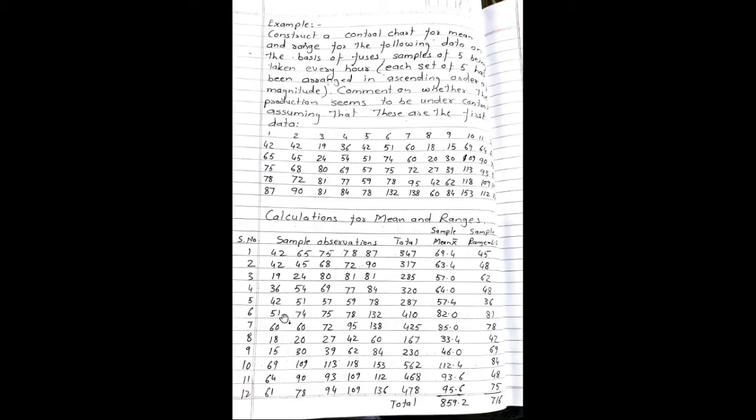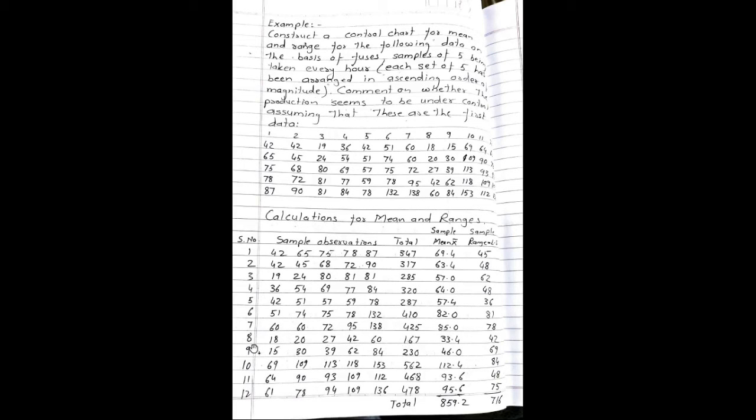Sixth sample: 51 plus 74 plus 75 plus 78 plus 132. Total becomes 410, divided by 5. So the mean becomes 82.0. Seventh sample: 60 plus 60 plus 72 plus 95 plus 138. Total is 425, divided by 5 will give us a mean of 85.